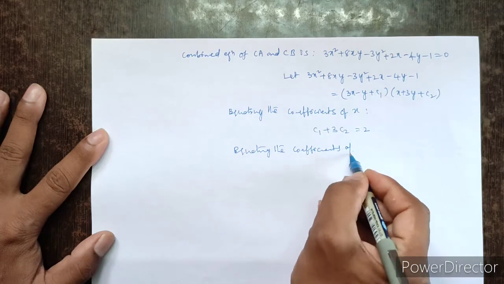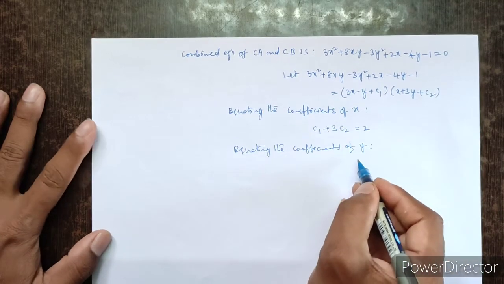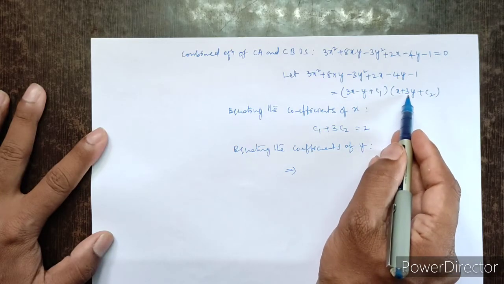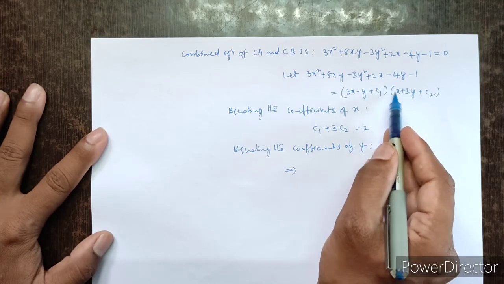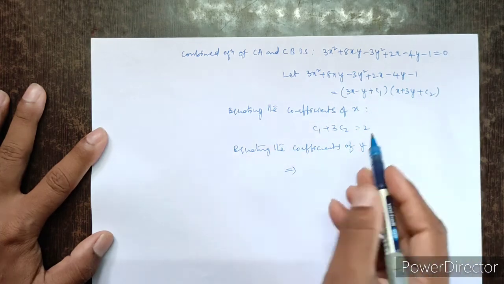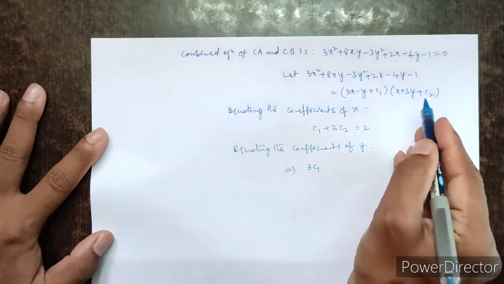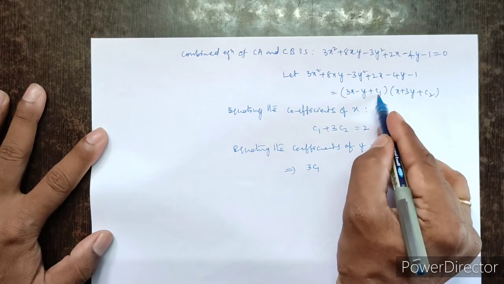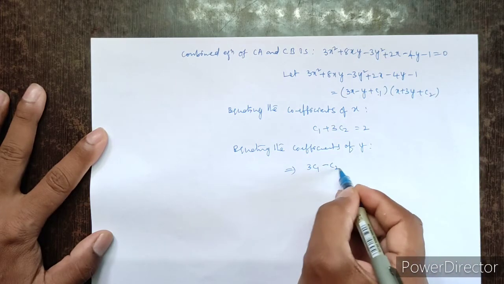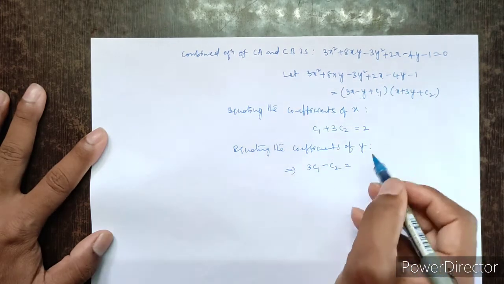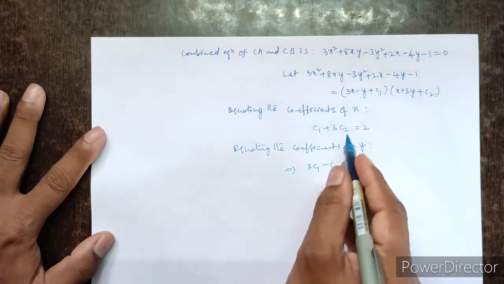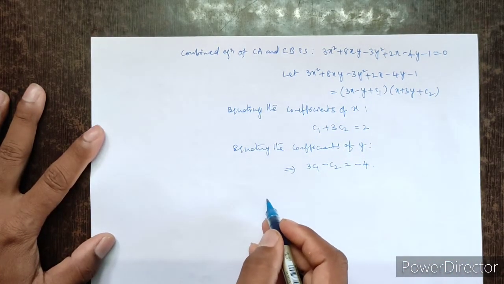And same like that, equating the coefficients of y. The coefficient of y is minus 3c1 minus c2, so minus 3c1 minus c2 equal to minus 4. Solve these two for c1 and c2.